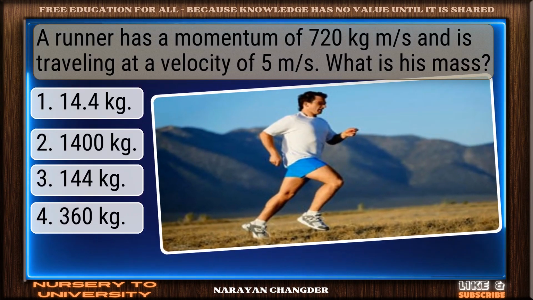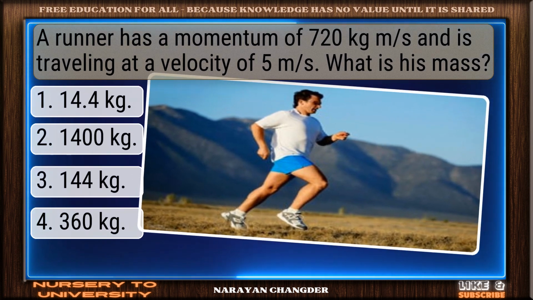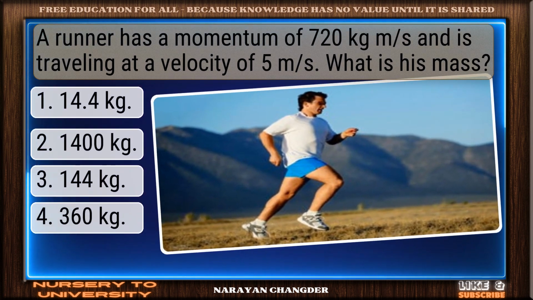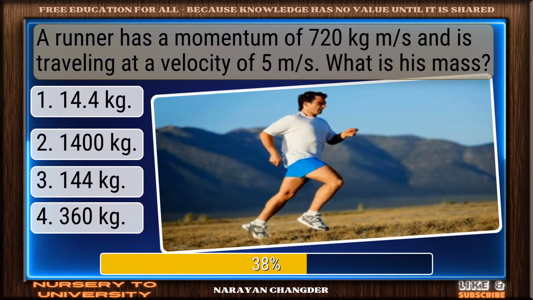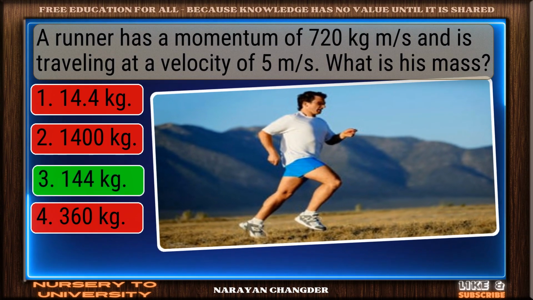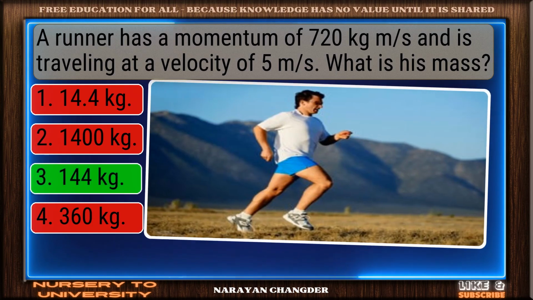Question number 17. A runner has a momentum of 720 kg·m/s and is traveling at a velocity of 5 m/s. What is his mass? Correct, 144 kg is the right answer.